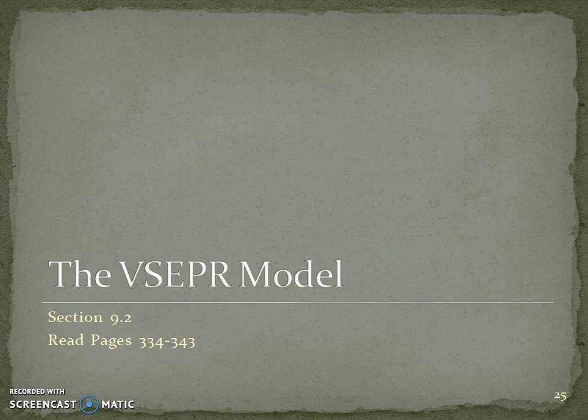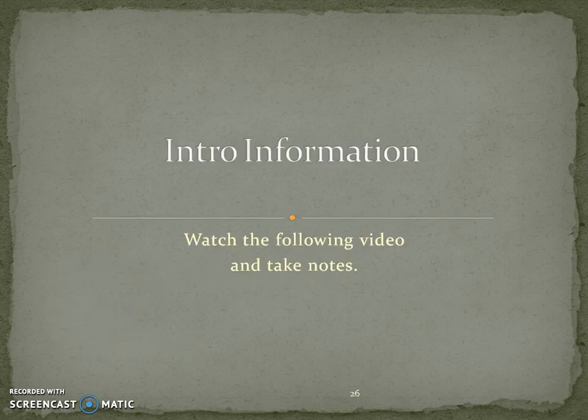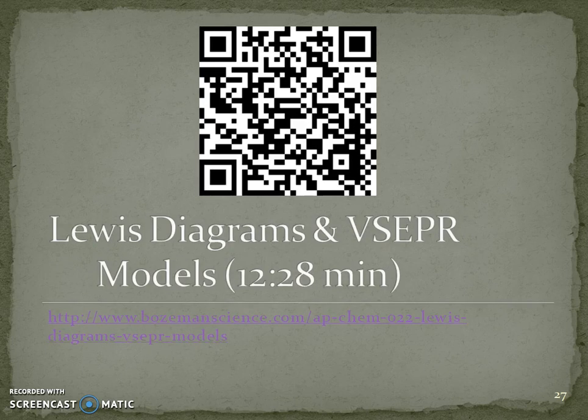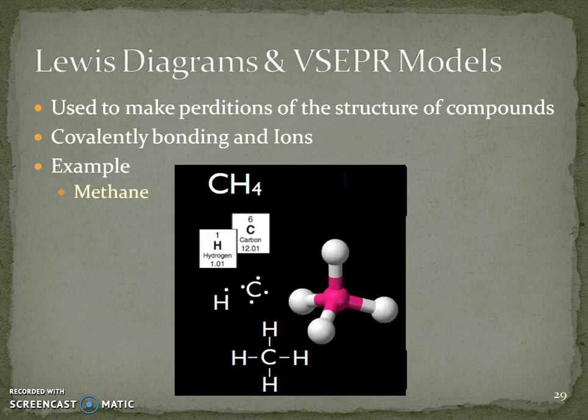This is Mrs. O'Neill for AP Chemistry, Chapter 9, Section 2, the VSEPR Model. You should have watched the intro information video and taken some notes. Here are my notes, and I'll go through them briefly.